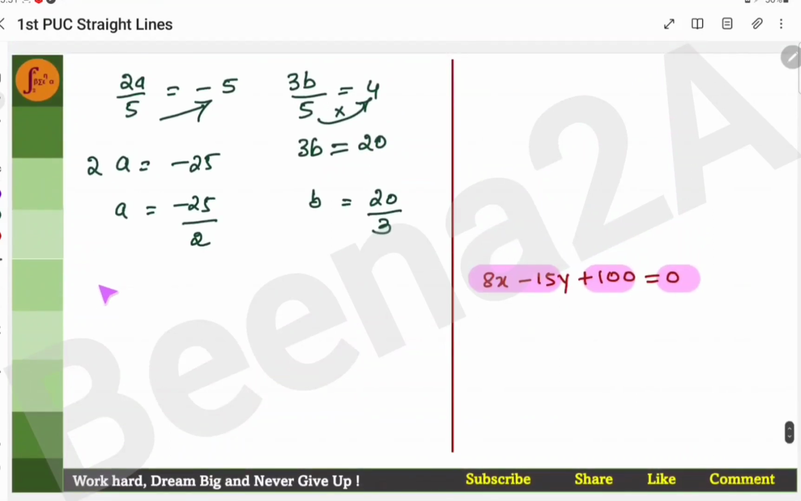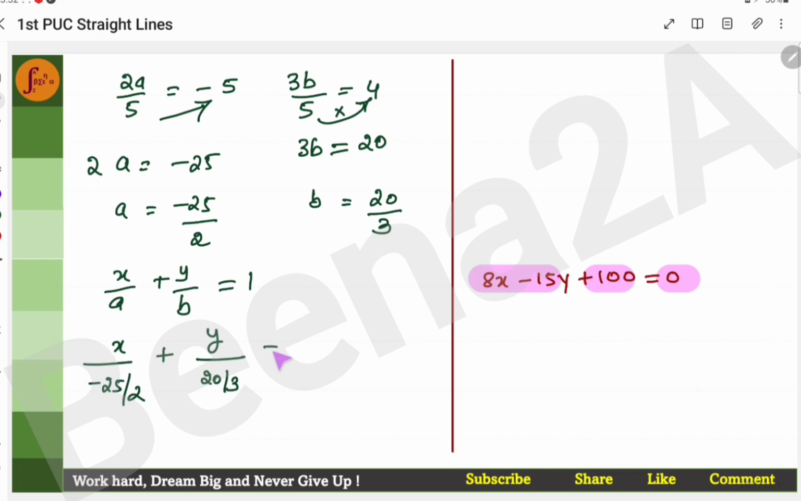Now I'll take the intercept form of the equation. Right? This is the intercept form of the equation. So I leave x as is. Instead of a, I'll put minus 25 by 2 and y as is. And instead of b, I'll put 20 by 3. This is equal to 1. Now I can't have double division, double denominator. So I'll shift this 2 to the top. So it will become 2x by minus 25 plus 3y by 20 is equal to 1.